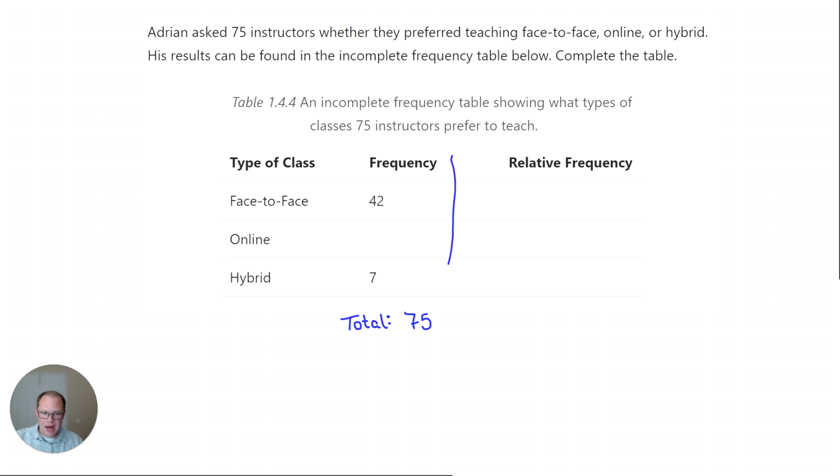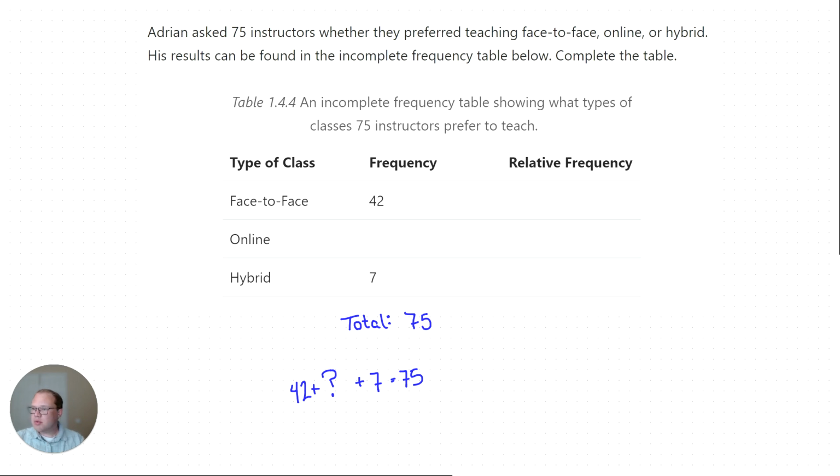So if we add up all the values in this column of the table, we must get 75, okay? We don't have all the values, though. We know this is 42, we know this is 7. So we need to figure out what this is so that the total is 75. In other words, we want 42 plus the mystery value plus 7 to equal 75. If we could figure out what mystery value here would give us a 75, we'll be set.